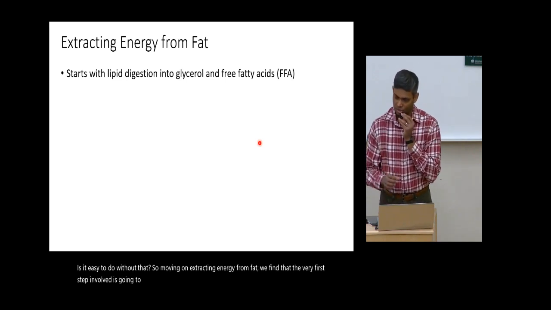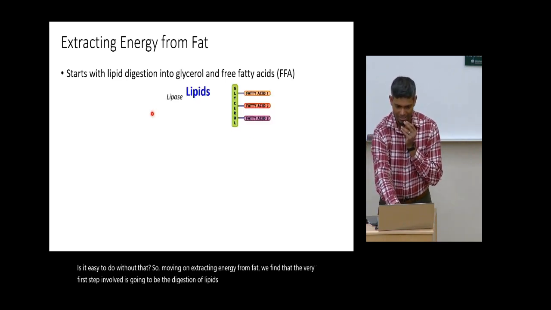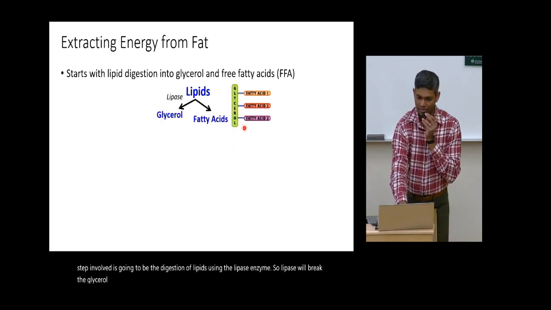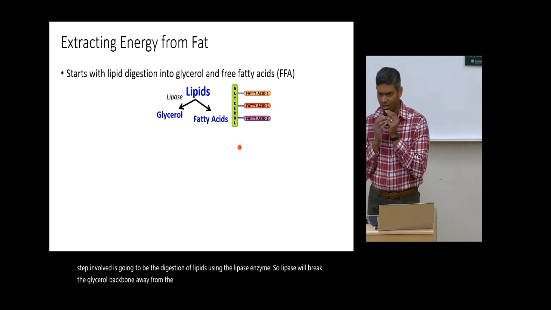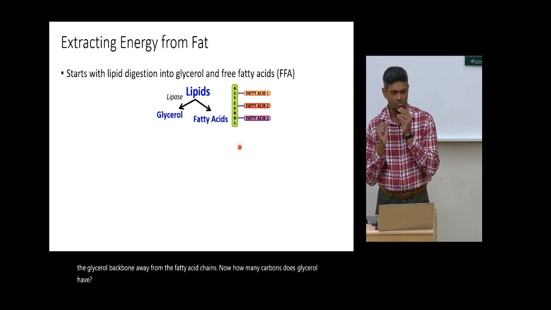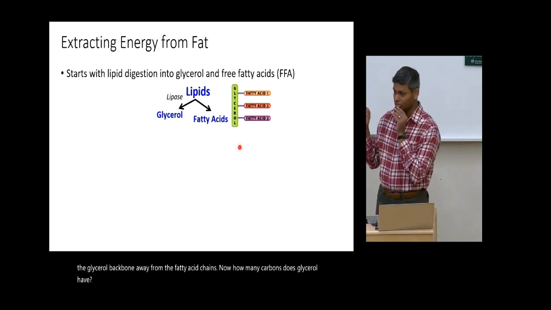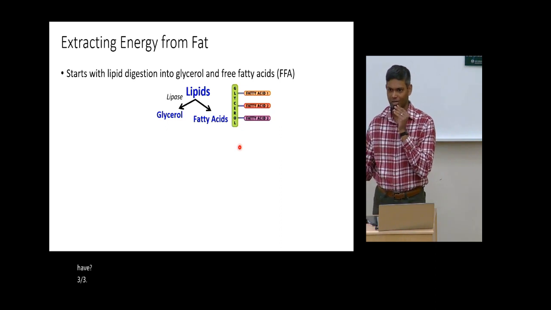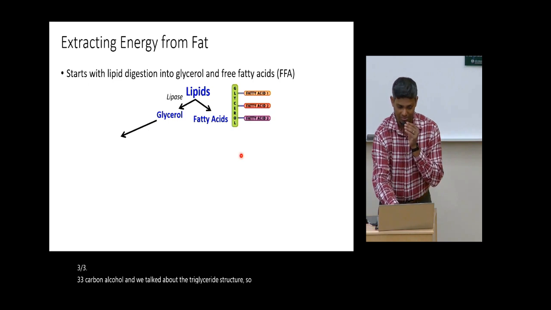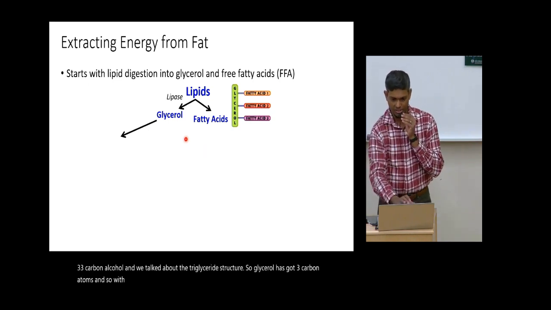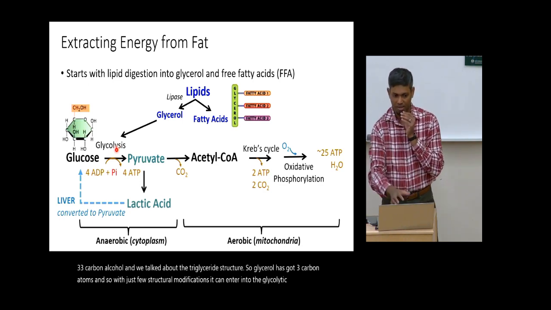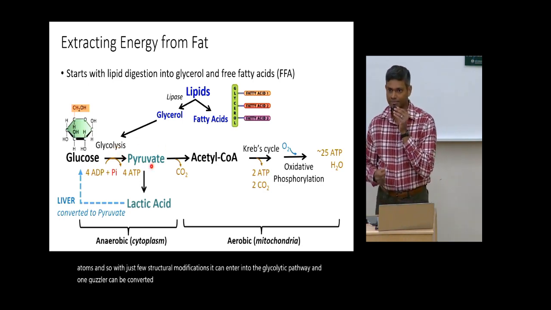So moving on, extracting energy from fat, we find that the very first step involved is going to be the digestion of lipids using the lipase enzyme. So lipase will break the glycerol backbone away from the fatty acid chains. Now, how many carbons does glycerol have? 3. Glycerol is a 3-carbon alcohol, as we saw when we talked about the triglyceride structure. So with just a few structural modifications, it can enter into the glycolytic pathway, and one glycerol can be converted into a single pyruvate.